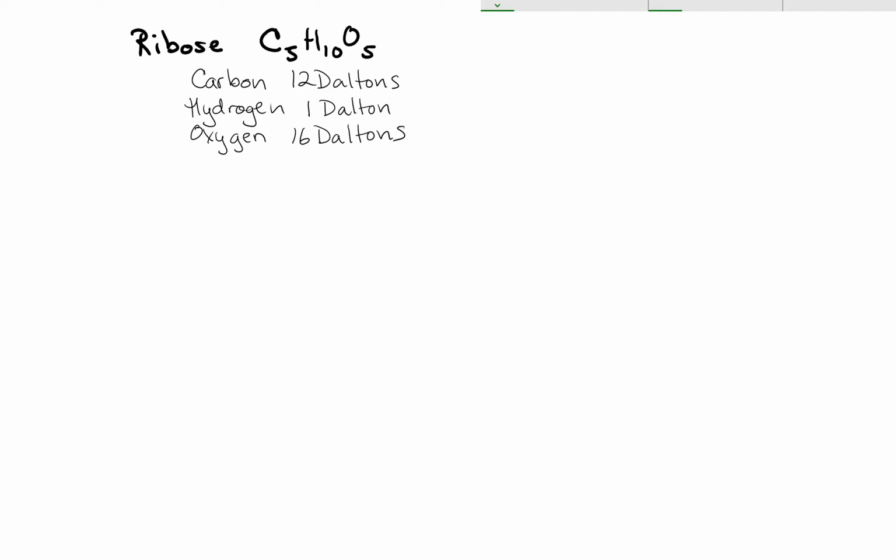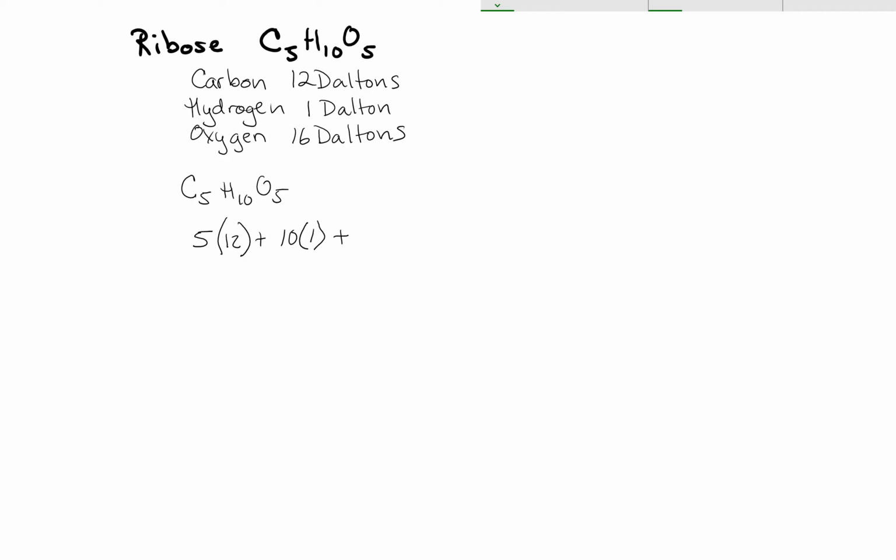So if ribose, for example, has the molecular formula C5H10O5, it has 5 carbons, and each carbon has an atomic mass of 12. So we multiply 12 by 5. Now we add to it the masses of all the hydrogens. So ribose has 10 hydrogens, and each one has a mass of 1 dalton. So we multiply 10 times 1.